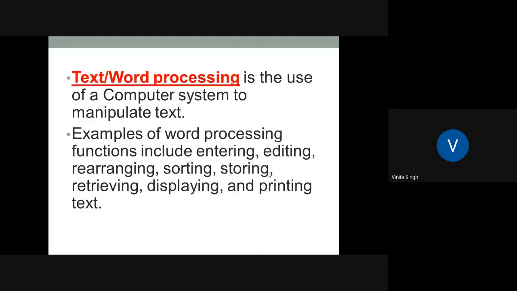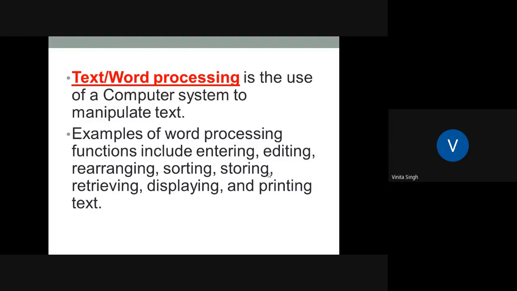So, what is text processing? Basically, text processing or word processing is the use of a computer system to manipulate the text. Or you can say that if you want to change or make modifications in your text, then you can use this word processing process. So basically, what is word processing?